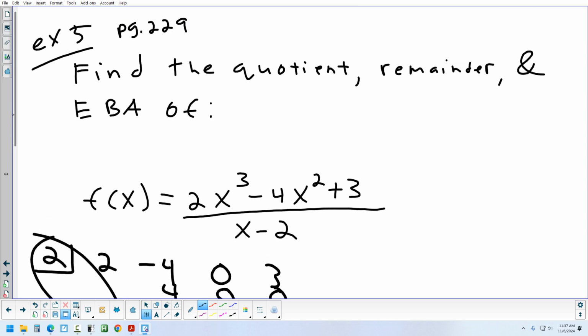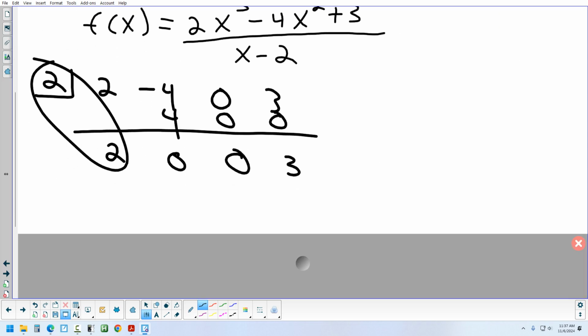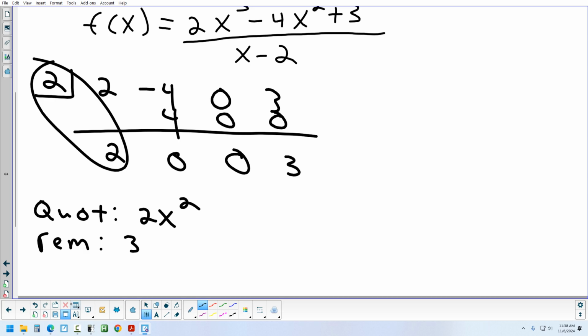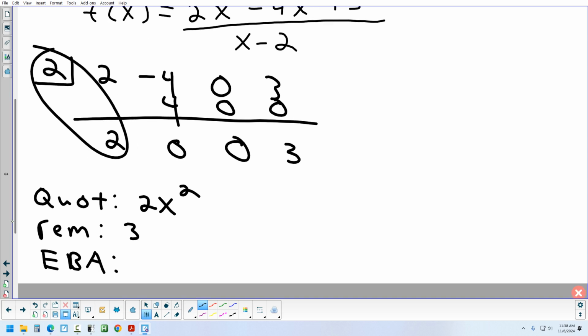Okay, so let's identify everything they want. Quotient. What's my quotient here? 2x squared. Okay, what is my remainder? 3. Now, I told you that the quotient gives you the EBA. The only thing that's a little different is how you write it.